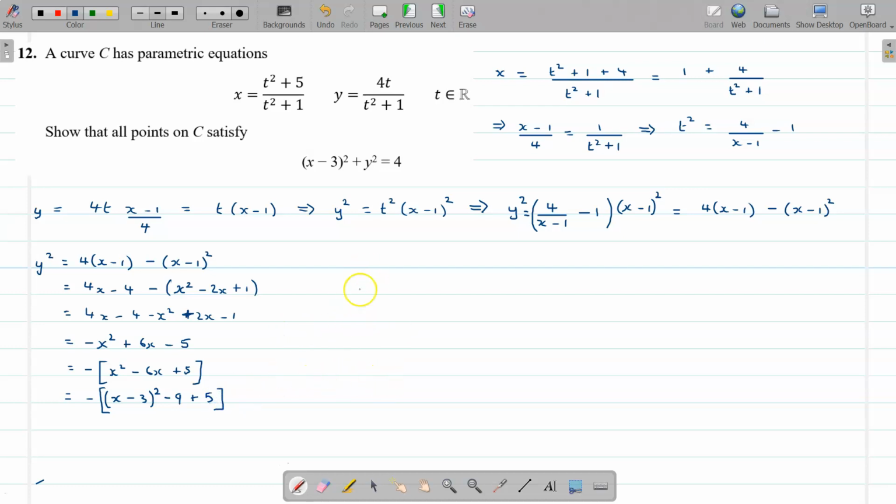So where have I got to? I've got y squared equals minus x minus 3 all squared, and I've got minus 4, so it's plus 4.